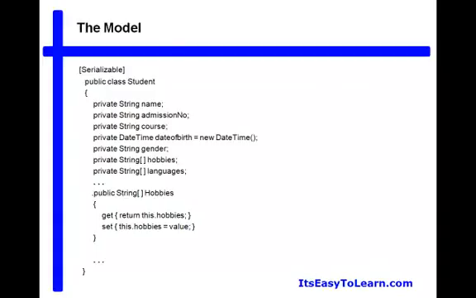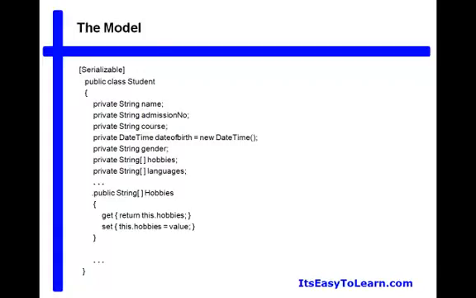The model is the data which you're going to store in the database, right? Here we have a student as the model, and the student has name, admission number, course, date of birth as a data type. We have a gender. We have more than one hobbies, more than one languages. So we have denoted them using a string array for the hobbies and a string array for the languages. Right? Everything else is the same as what we have seen so far.